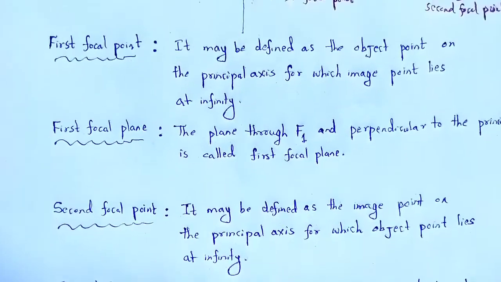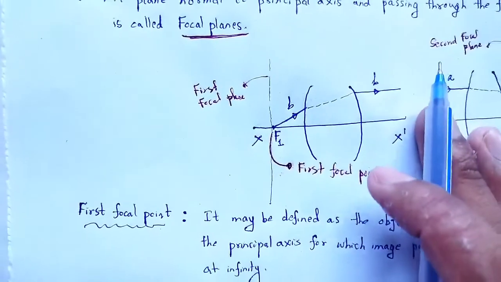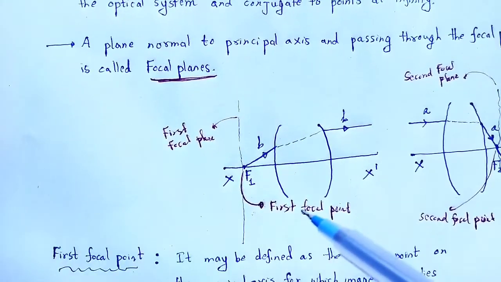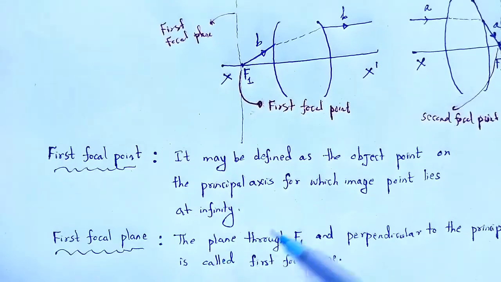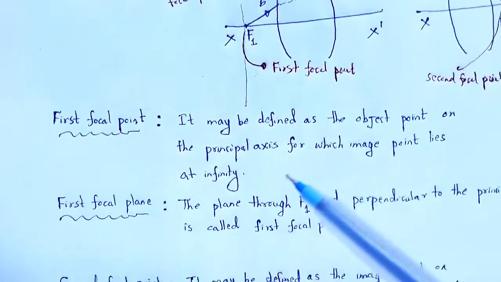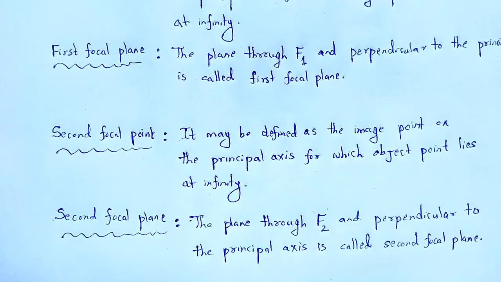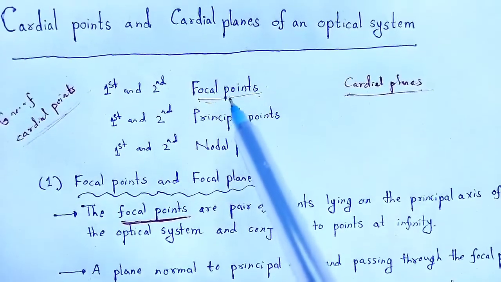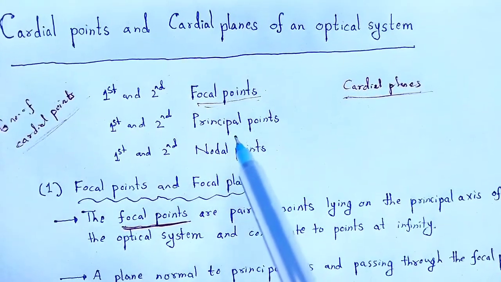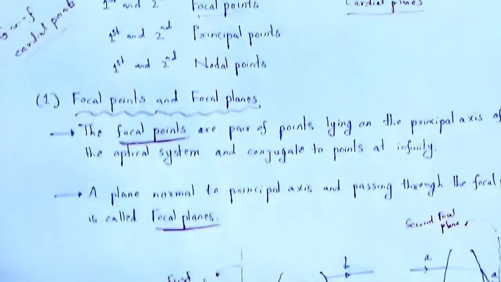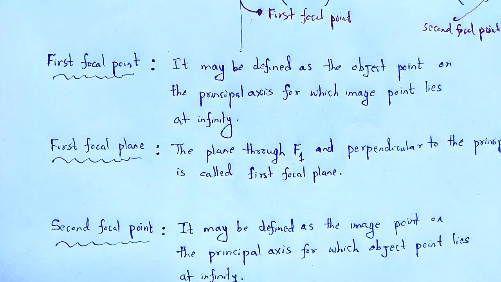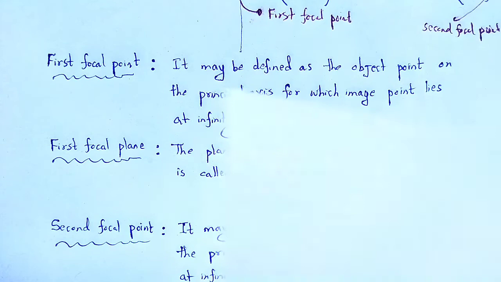In this way, we define focal points and focal planes as first focal point, first focal plane, second focal point and second focal plane. This is one pair of cardinal points and cardinal planes. Next, second one: principal points and principal planes.